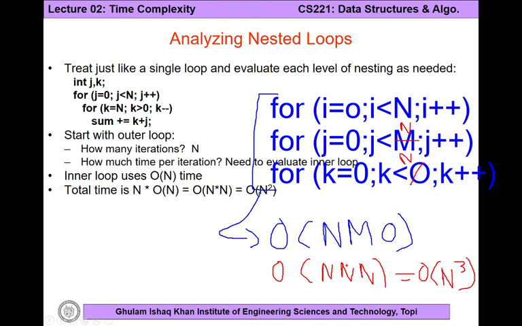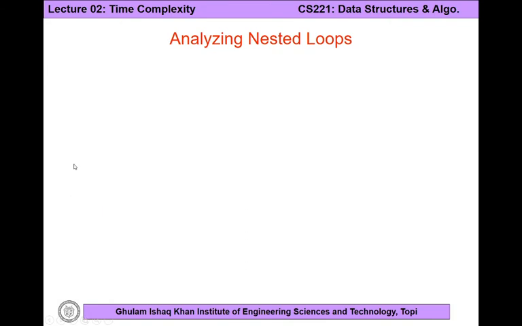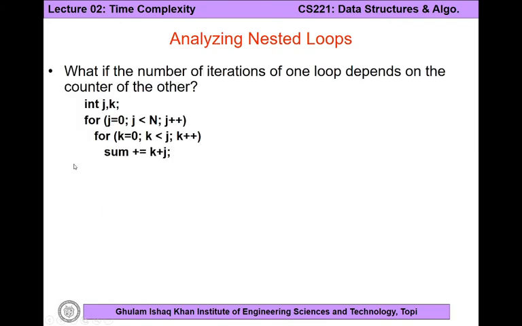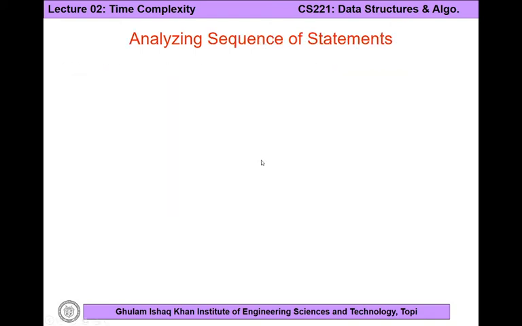So this is how this would be for nested loops. Now same goes for this loop as well. These are 2 loops, so this is order of n square.